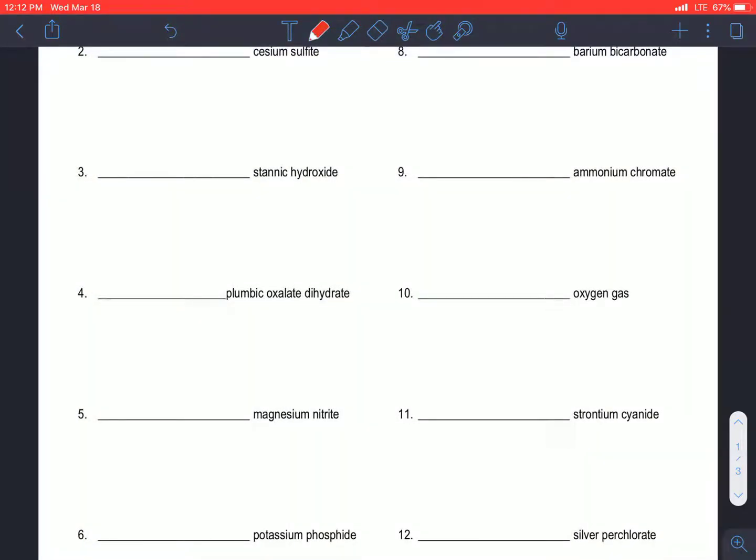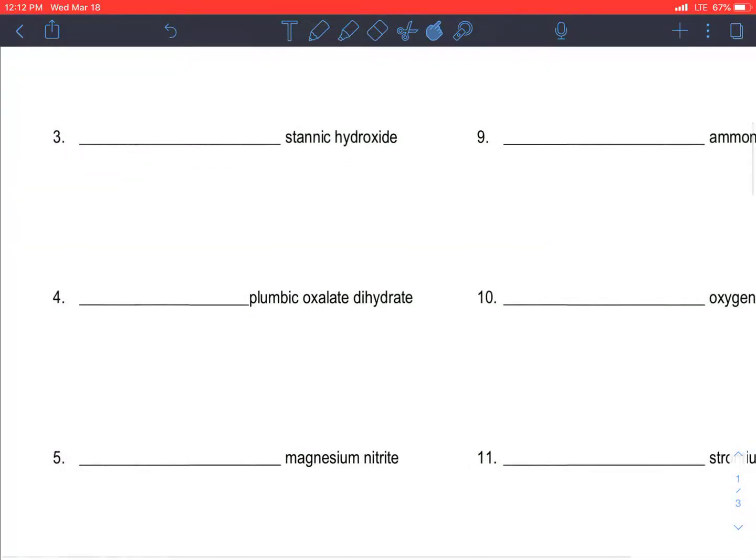So let's try another one that's ionic, and let's go to number 4. I'm choosing number 4 because this is actually a hydrated formula. We did not learn hydrates last unit, so you can ignore the last name on that, dihydrate, and let's just focus on plumbic oxalate.